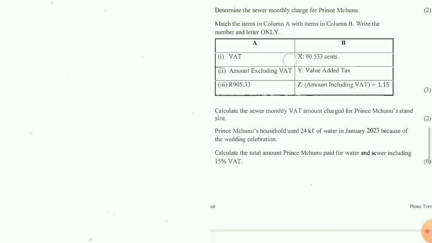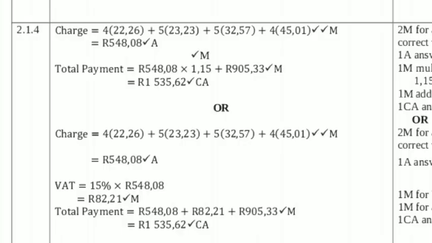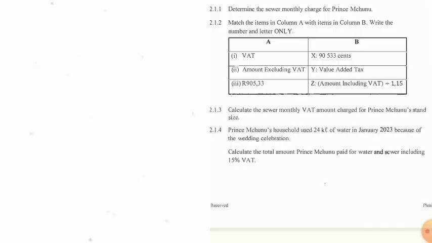The one that is very long. So yeah, we are done answering that one. After you've done finding the 548,08, you say, okay, now we are calculating the VAT. You will say 15% multiplied by 548,08. Then you will get 82,21. Then you will say total payment equals to 548,08 plus 82,21 plus 905,33. Then you say equals to 1,585,62. That's the final answer, guys.